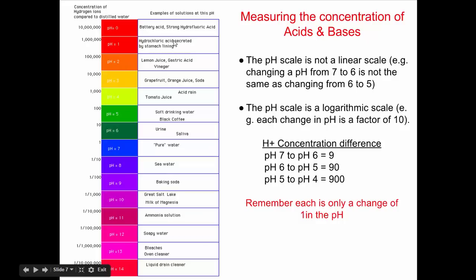Hydrochloric acid, that's secreted by your stomach lining. So if you remember when we talked about the digestive system, the acid that's inside your stomach is 1,000,000 times greater than the level of acidity in pure water. And yet it's inside our stomach, and typically it doesn't hurt our stomachs. It doesn't eat away at our stomach lining, which is pretty amazing if you think about it.